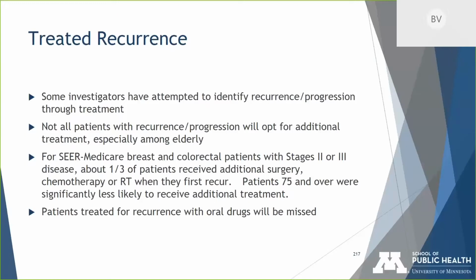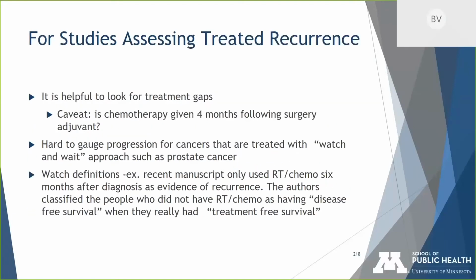For SEER, Medicare, breast and colorectal patients, stages 2 or 3 disease, about a third of the patients received additional surgery, chemotherapy, or radiation when they first recurred. But patients 75 and over were a lot less likely to receive additional treatment. So, that's about 2/3 of patients that you're missing, and it can be greater for older populations. Patients treated for recurrence with oral drugs will be missed unless you are limiting your analysis to patients with Part D coverage as well. So that's also something to take into consideration.